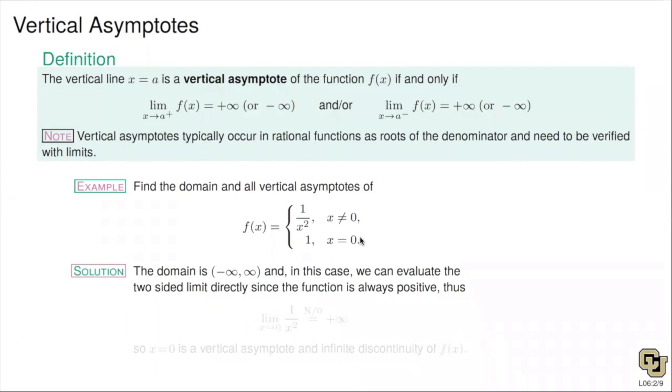However, I'm looking for vertical asymptotes. So I'm looking for any place the limit might blow up to infinity. And we know for a rational function, the roots of the denominator are potential vertical asymptotes. The root of the denominator here is 0. So I want to check the limit as x goes to 0. And so here, let me do this in 2 steps.